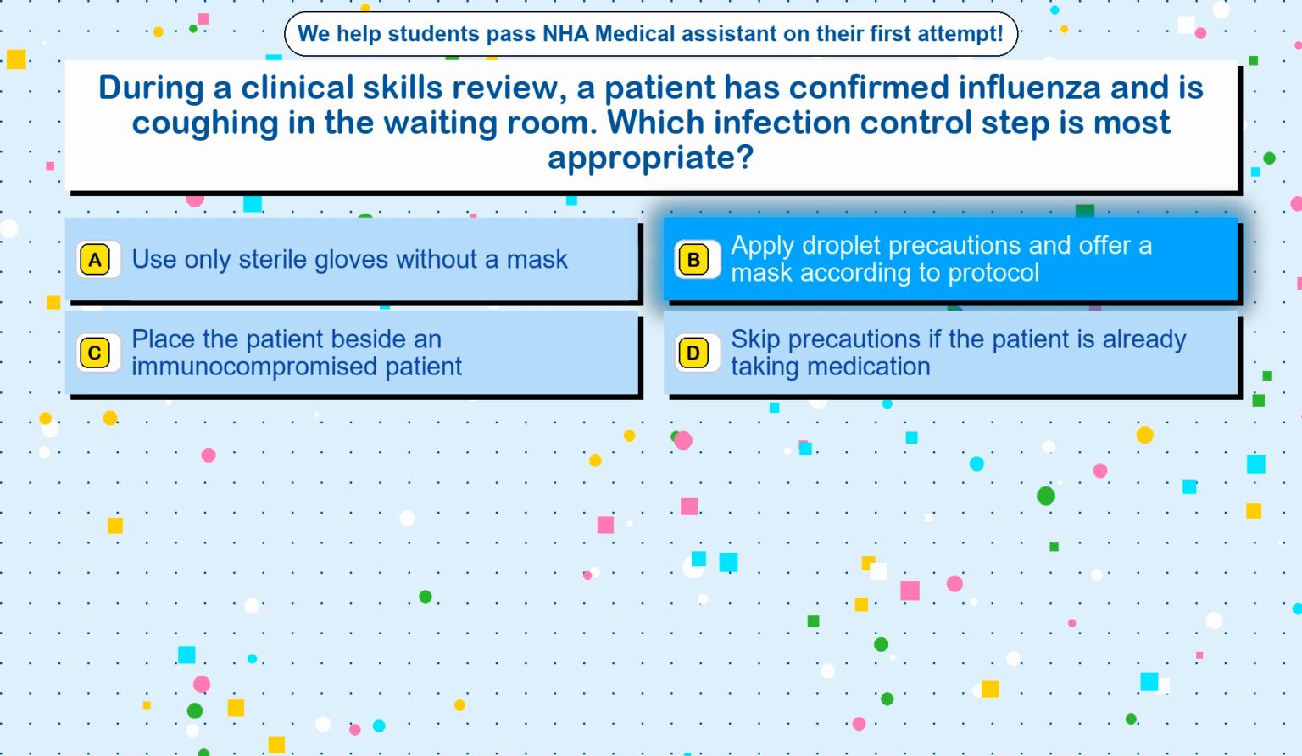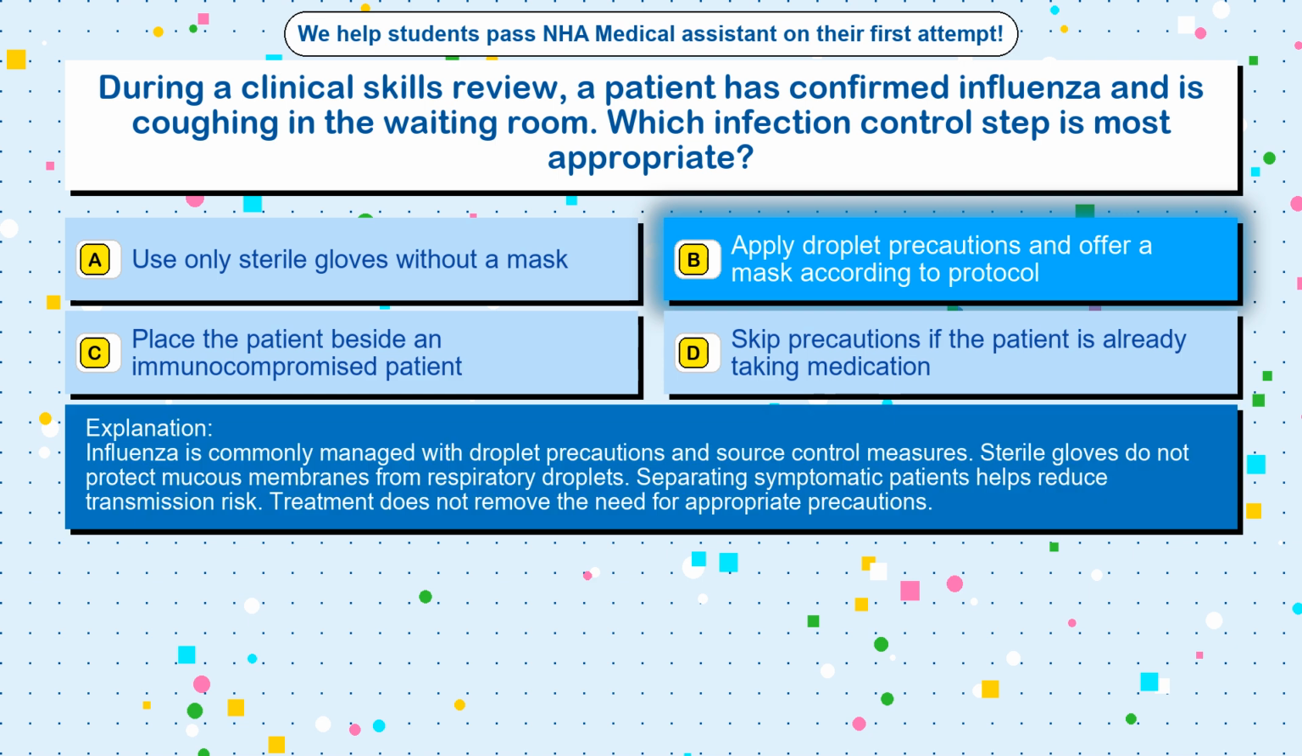Apply droplet precautions and offer a mask according to protocol. Influenza is commonly managed with droplet precautions and source control measures. Sterile gloves do not protect mucous membranes from respiratory droplets. Separating symptomatic patients helps reduce transmission risk. Treatment does not remove the need for appropriate precautions.